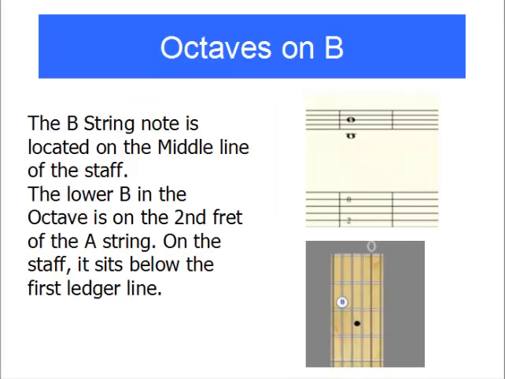Now let's go to the B string, or the octaves on the B. We have a 2nd fret on the A string, and then the open B string creates a B octave. The lower B in the octave is on the 2nd fret of the A string. And the way it's written is that it sits below that first ledger line below the staff.